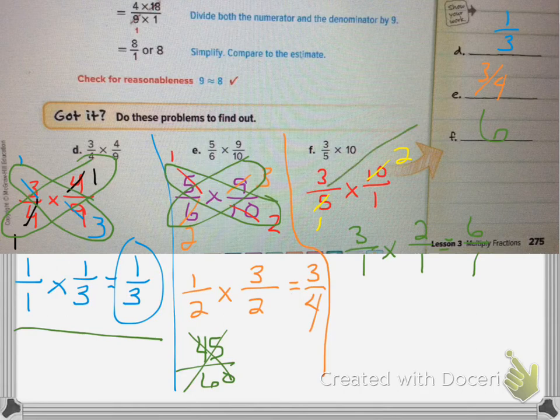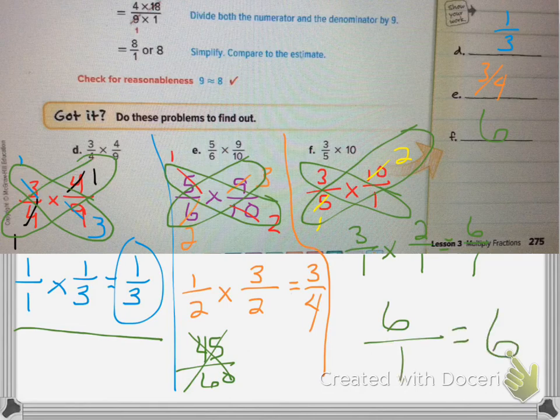Okay? And then in letter F, I knew that 5 could go into 5 once, and 5 could go into 10 twice. Nothing can go into 3 and 1 except for 1. So we're done. We end up with 3 over 1 times 2 over 1, and we get 6 over 1. Anytime there's a whole number over 1, it's the same as just writing the whole number 6.